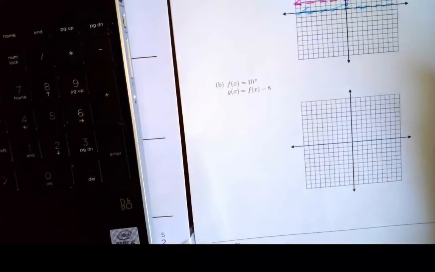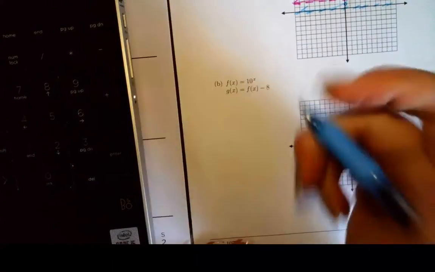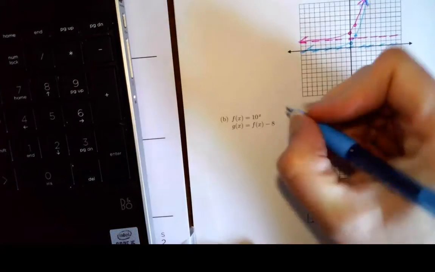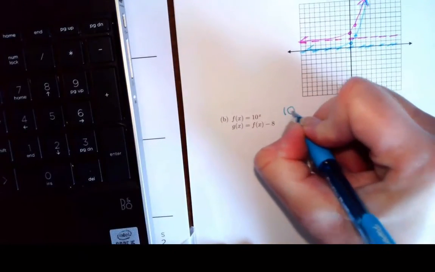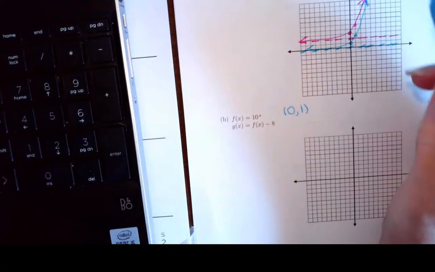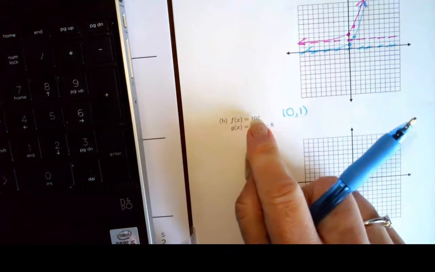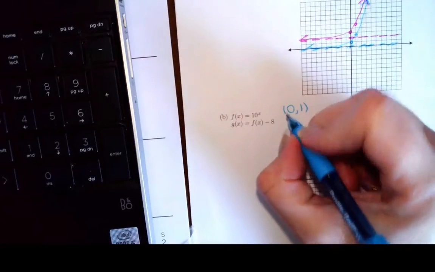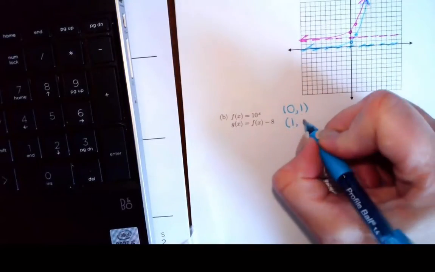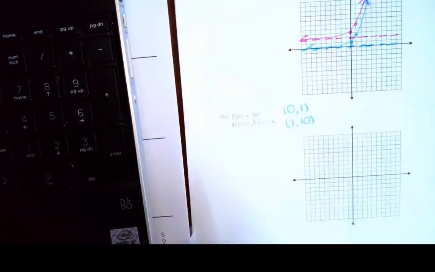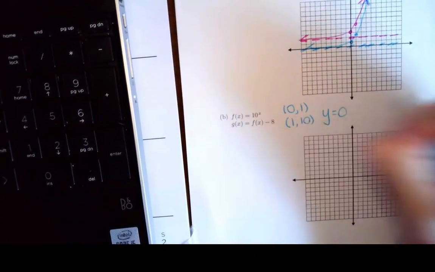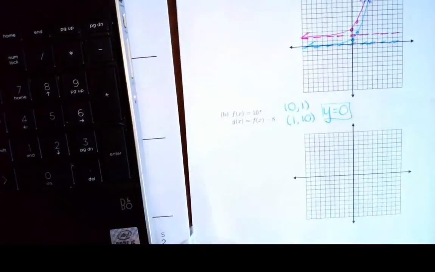All right, so I now have 10 to the x. Look, it's another exponential function. How do I know they're exponential? Because my variables are in the exponents. So I know that every exponential parent function has the point 0, 1. If I evaluate 10 raised to the 0 power, I get 1 for an answer. I also know that the point 1 comma base, well, my base is 10, is also on the graph. And I also know that there's a horizontal asymptote at y equals 0.